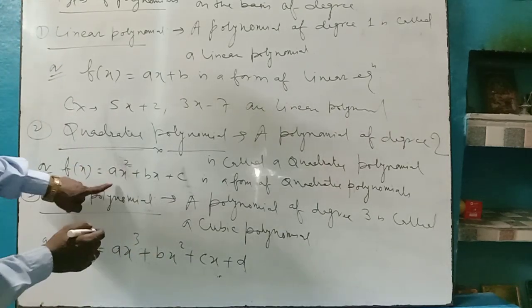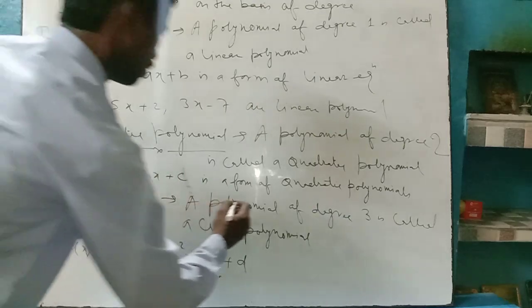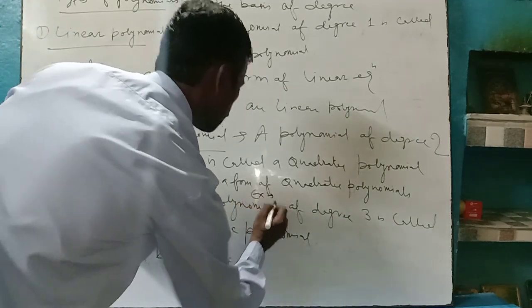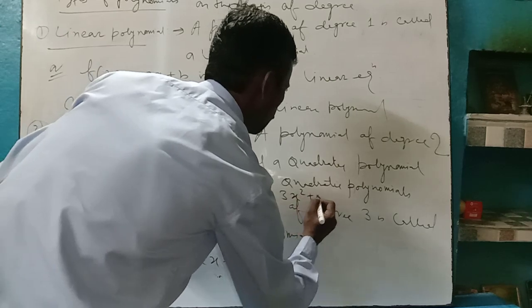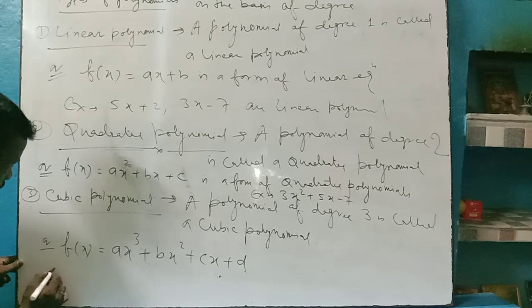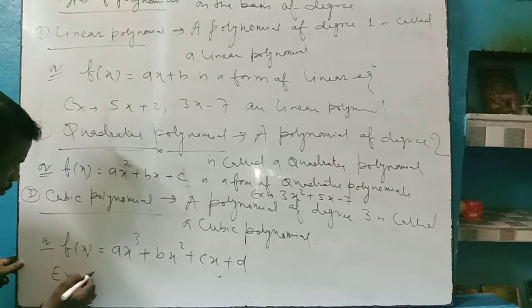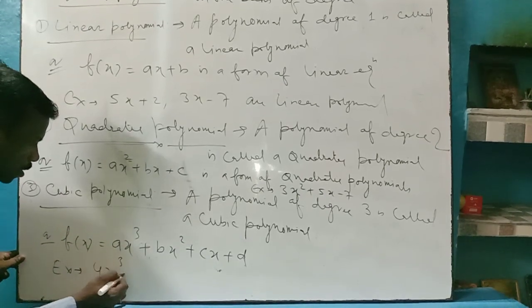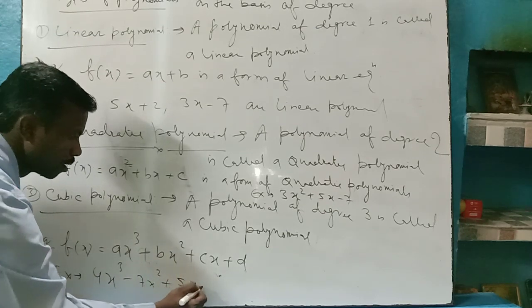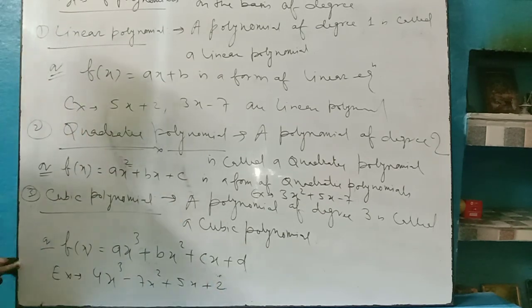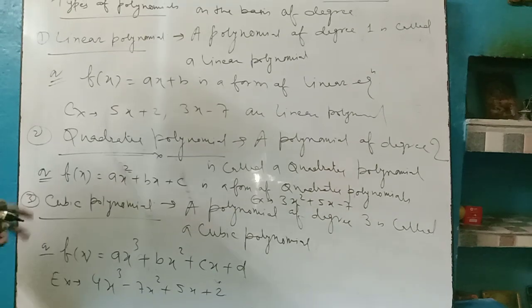And the example of quadratic polynomial is 3x² + 5x − 7. And the example of cubic polynomial is 4x³ − 7x² + 5x + 2. It is a cubic polynomial. So the types of polynomials on the basis of degree we have read here.